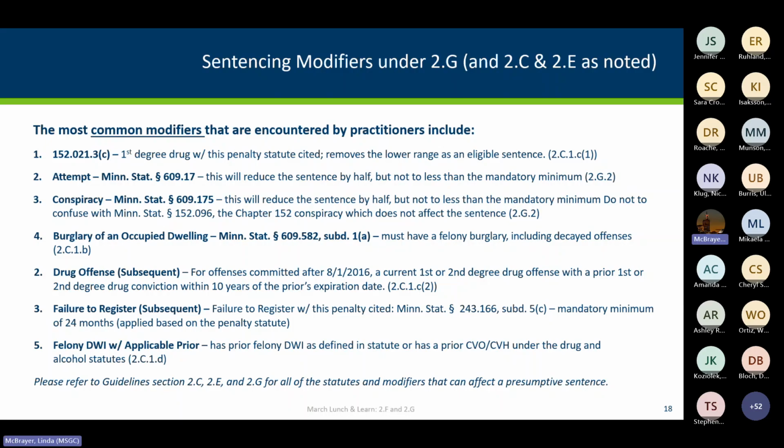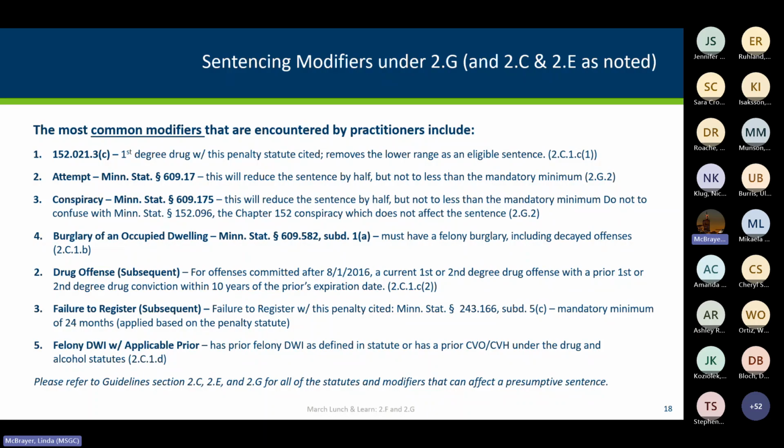A drug offense that is a subsequent, this is another one that lives in 2C, but there are modifier requirements when working with the electronic worksheet. A drug offense that is a subsequent has a different idea now than it did before 2016. So we're going to focus just on the August 1st, 2016 policy, since we're about a decade away from that.